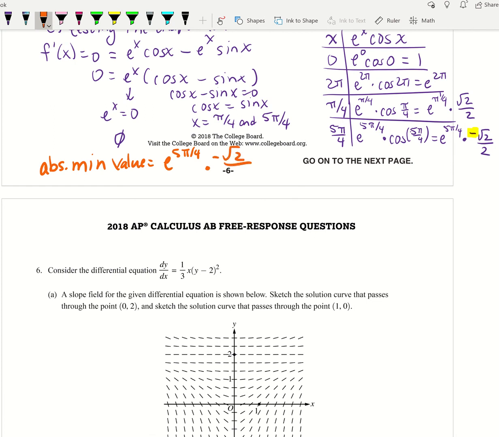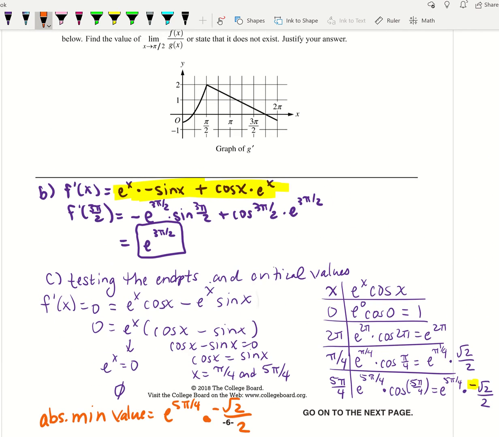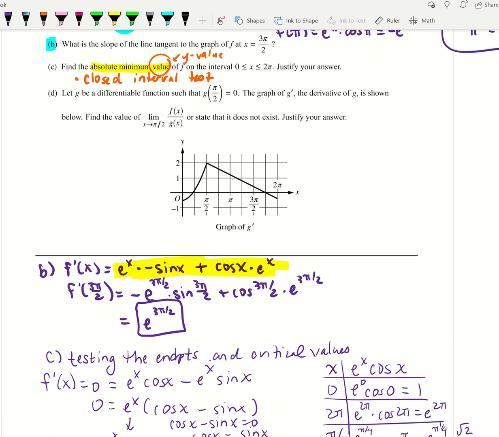Now, could you simplify that more? Probably. Does it matter? No, I wouldn't spend your time on it. We do have one more part, even though I wrote that at the bottom. We're going to do part C.